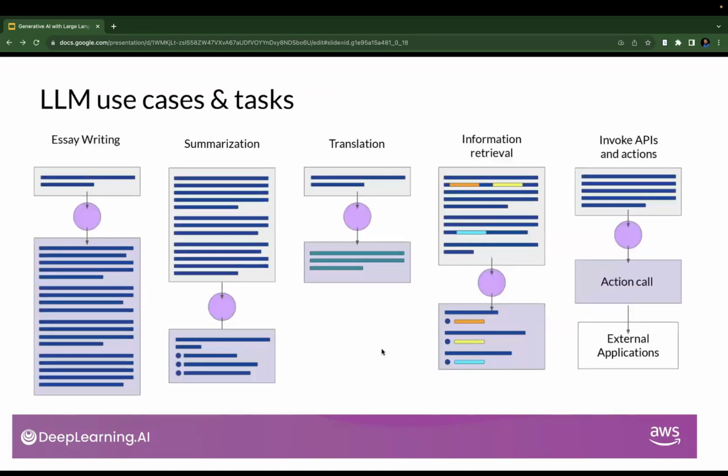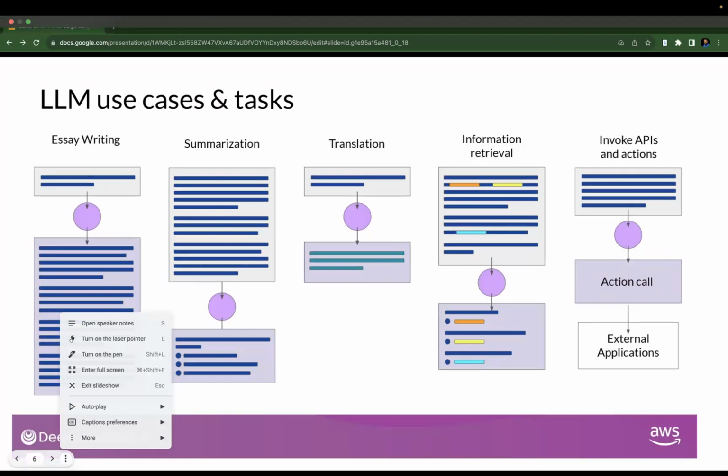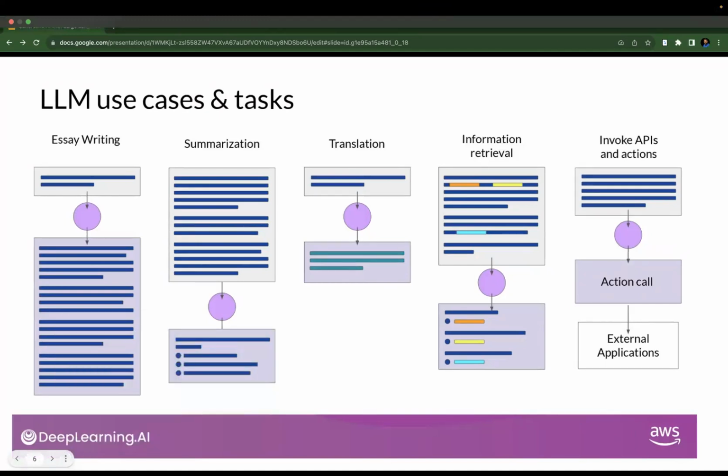Some of the use cases of LLMs are essay writing, where you give a topic and you expect an essay on that topic. Summarization, where you give a larger body of text and you expect a summarized version of the key points. Translation from one language to the other. Retrieving information or identifying the entities in a text. For example, you may have a story and you would like to know who is the protagonist or the antagonist, or which location the story is set in.